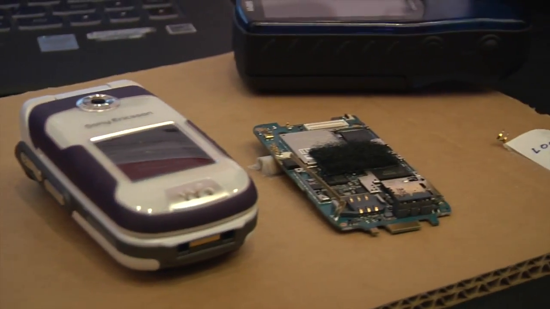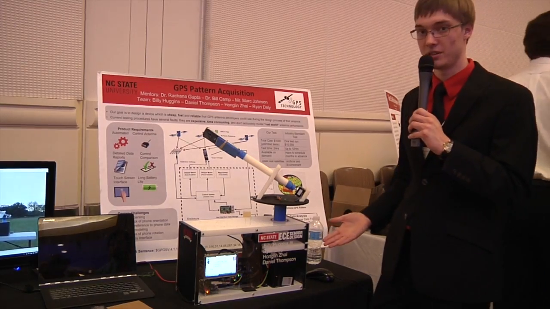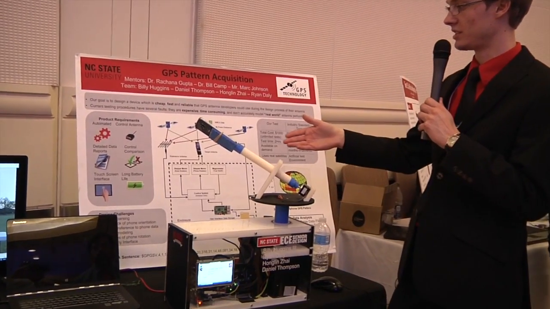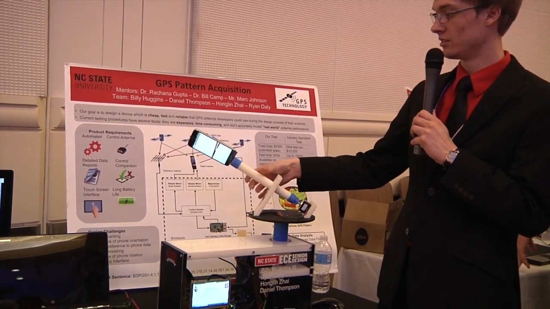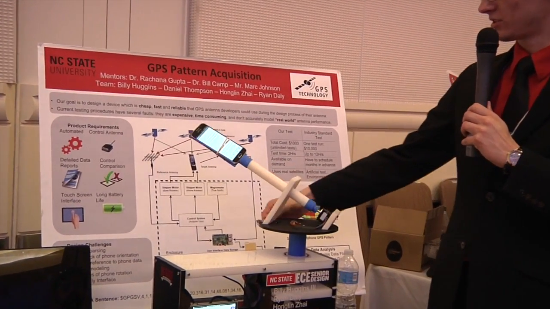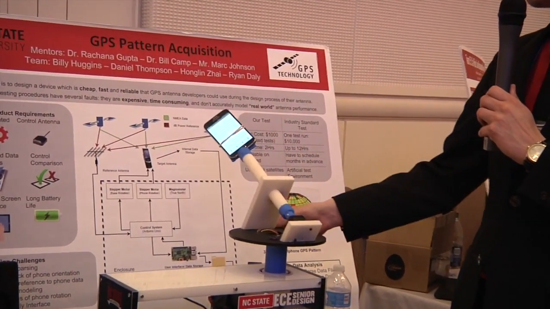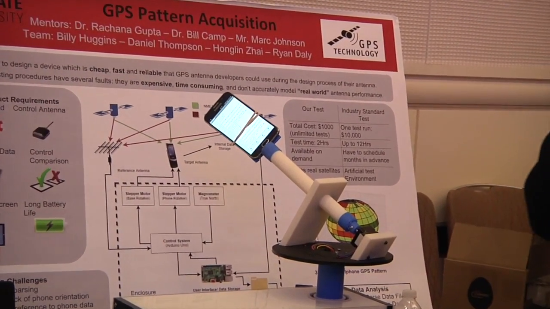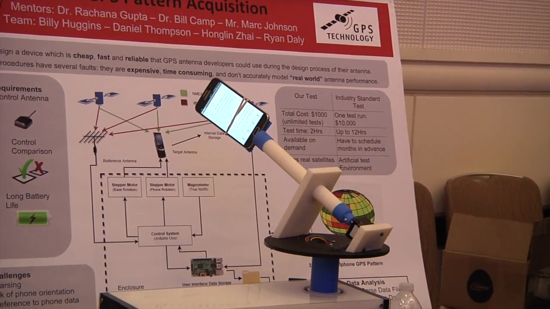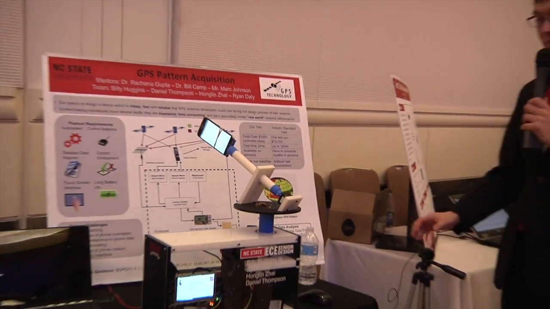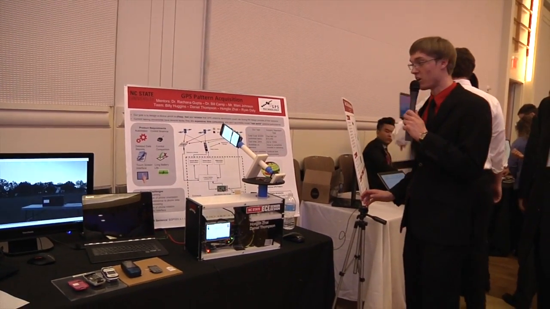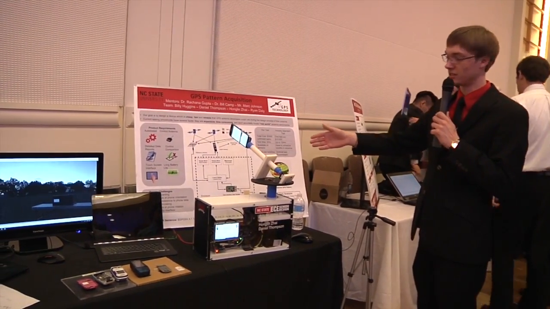So we have our data collection part, and to do that we use this device we have here. Right now you can see the test is running. What it does is it actually rotates the phone around in this orientation, and then it'll actually rotate the whole base around in this orientation. And the goal of this is to get as much coverage from as many satellites as possible. Over here we have our control reference receiver. This is a patch antenna. We use this to compare our values to our device under test, which is the cell phone.